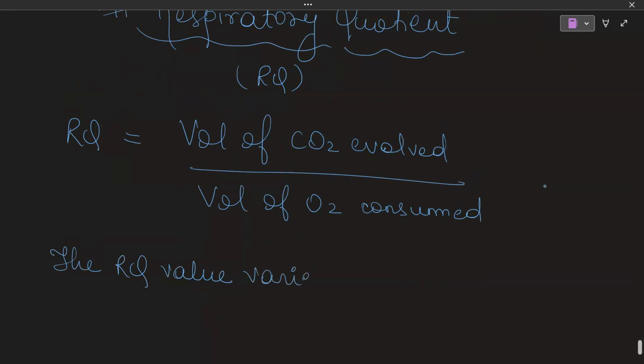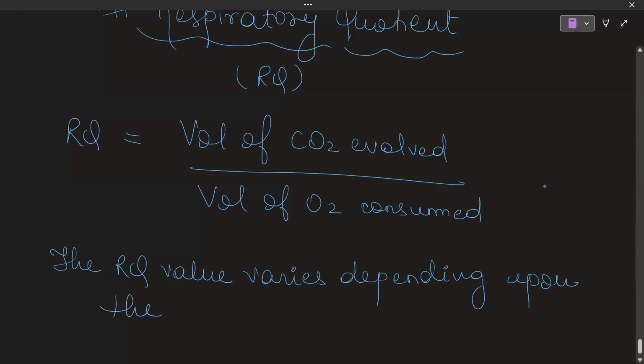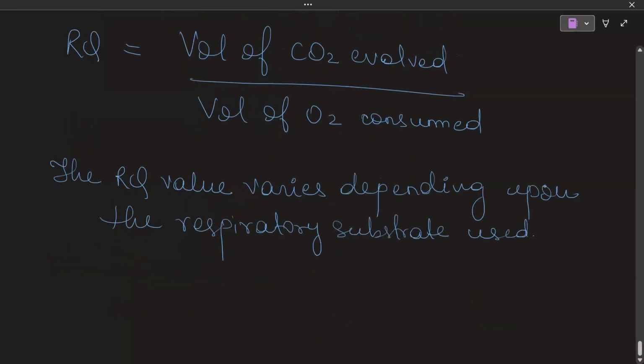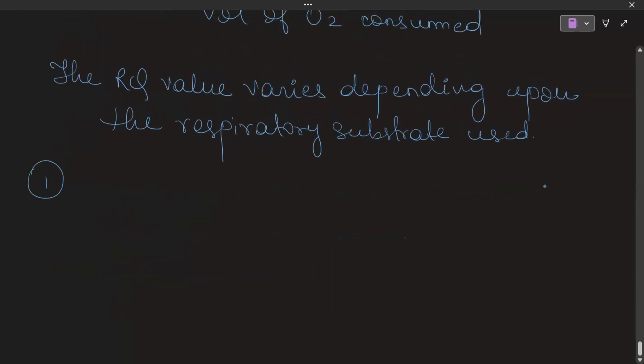So we can say that the RQ value varies depending upon the respiratory substrate used. Okay, meaning what are the respiratory substrates that we talked about? We talked about carbohydrates, we talked about fat and protein, isn't it? So the first case scenario, when carbohydrates are being used.